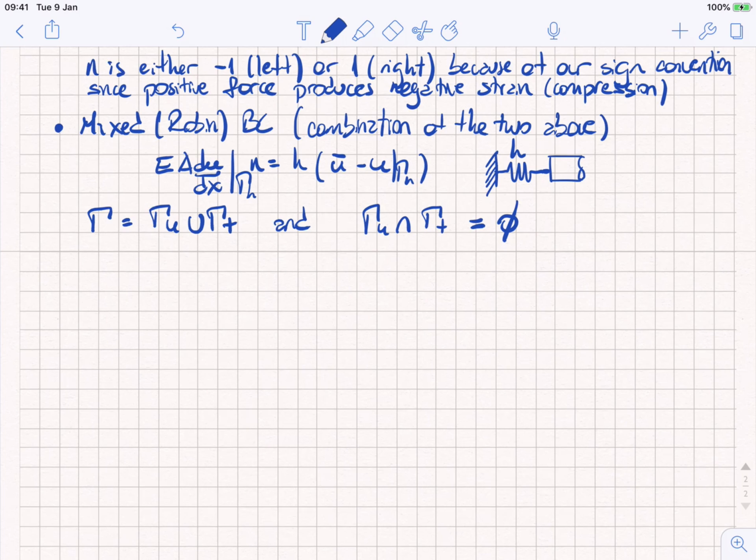Yeah, of course. So you can say at the left end we're going to prescribe the displacement, and at the right end we're going to prescribe the force. That is usually the simplest problem that you will see. We fix the left end and then we apply a force to the right end.